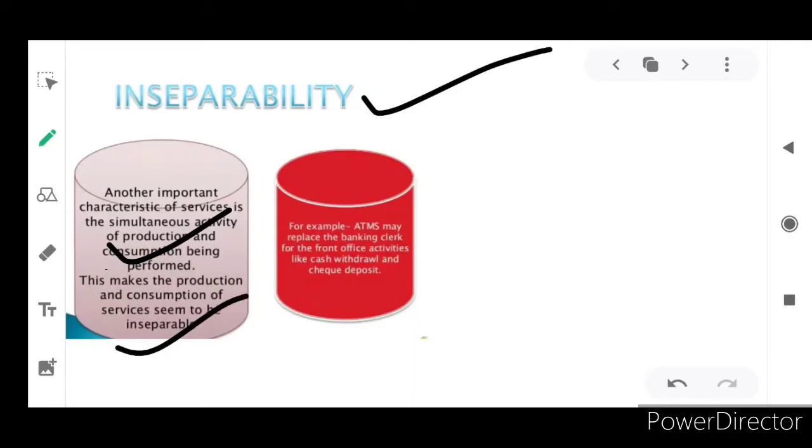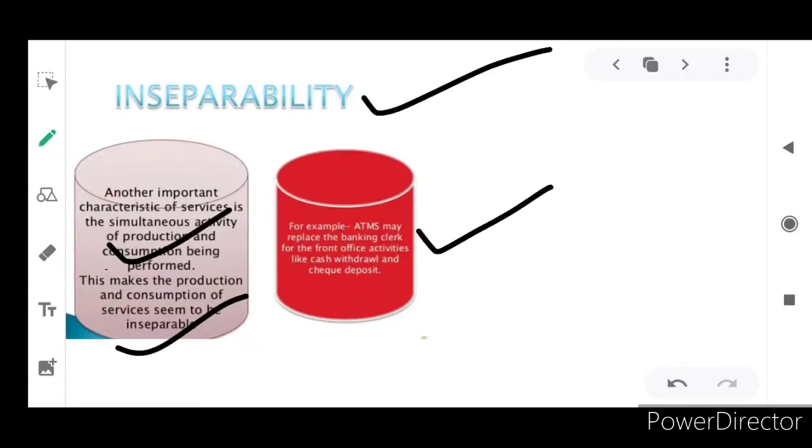For example, ATMs only replace the banking clerks for the front office activities like cash withdrawals and check deposits. Before, one clerk would be there in the front office of the bank. If you wanted to withdraw money, you had to approach that clerk, write a challan, and submit it to the clerk. That clerk will pass it to the head clerk after scrutinizing the document. Then he will sanction the money, and this clerk will get it from the head clerk and give it to you if all the details are correct after scrutinizing all the documents.